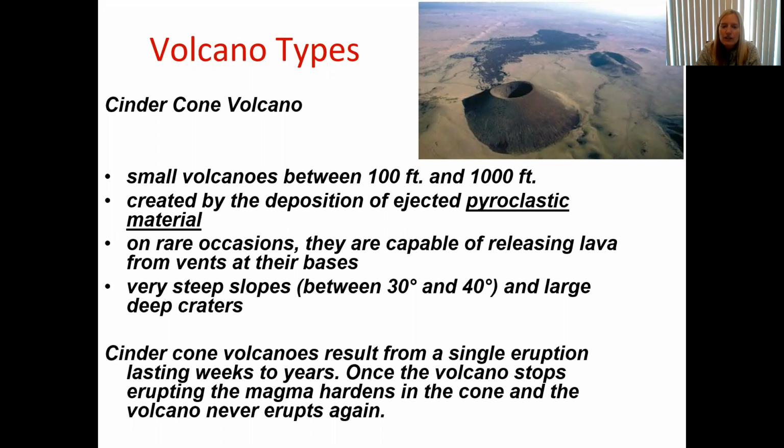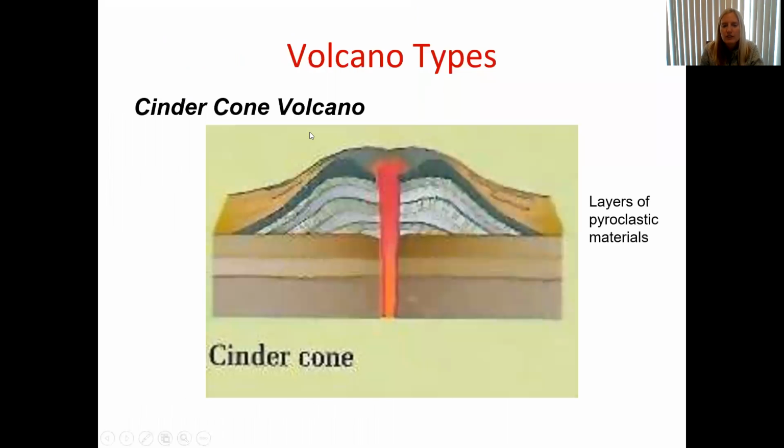And instead of being these ongoing layers of lava flows like we had in our shield volcano, these are only going to erupt once. Now, granted, that eruption could last a long time, but they'll only erupt once and then it doesn't erupt again. So here's our picture here. Again, much steeper on the side. And instead of layers of lava flows, we have these layers of pyroclastic materials like ash, lapilli, blocks, and bombs that we learned about before.